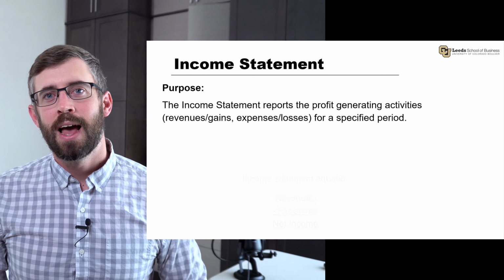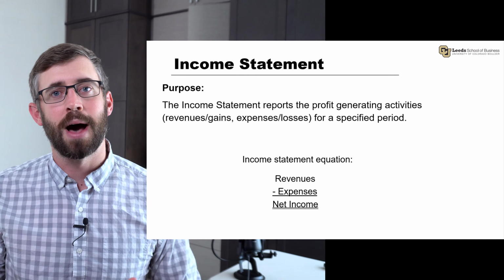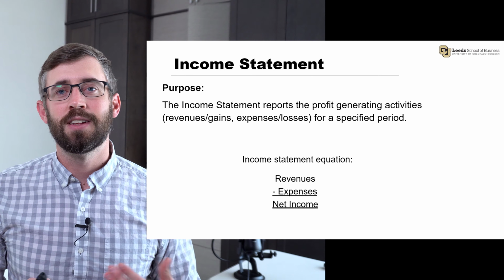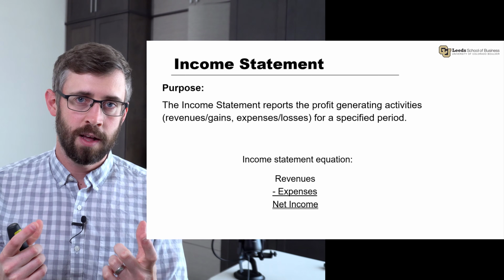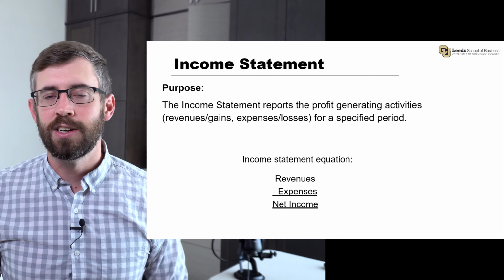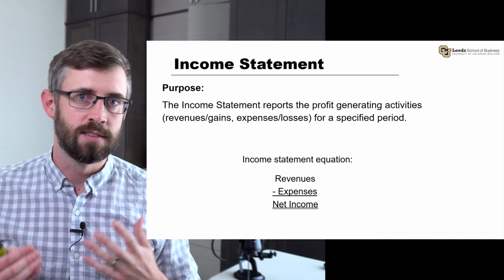company did. And we have a very basic income statement formula here, which is revenues minus expenses equals our net income. And so our income statement is just going to take this simple formula and split it out into probably 10 to 20 different lines so we can understand the inner workings of the company.